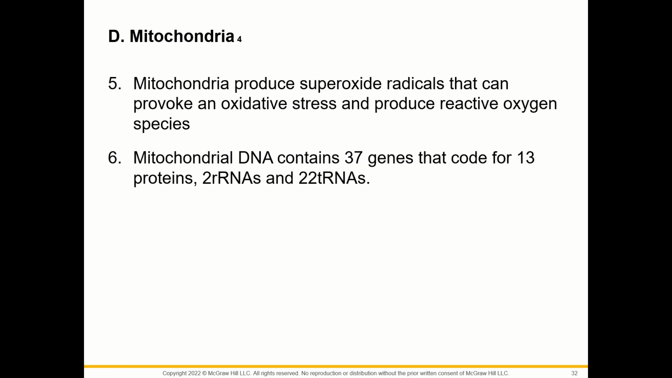Mitochondria can produce superoxide radicals that can provoke an oxidative stress and produce reactive oxygen species. Mitochondrial DNA contains 37 genes that code for 13 proteins, 2 rRNAs, and 22 tRNAs. We'll learn about rRNA and tRNA shortly.